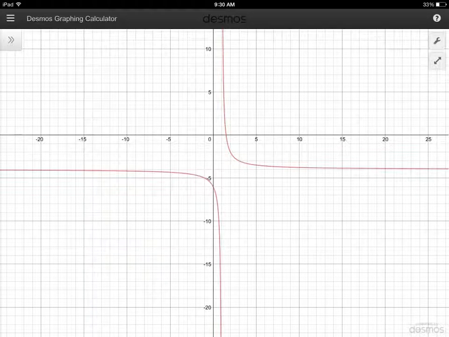Here is an example of the graph. I used, again, the Desmos graphing calculator, and you will see that at 1 we have our vertical asymptote here, and then at -4 we have the horizontal asymptote.